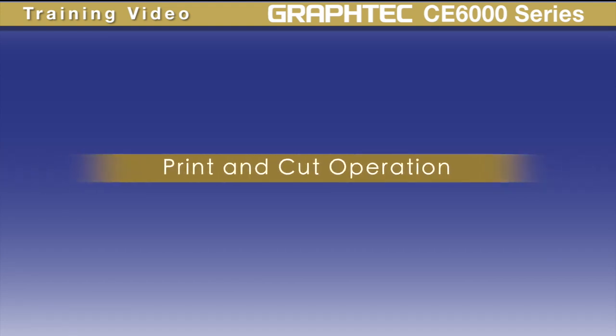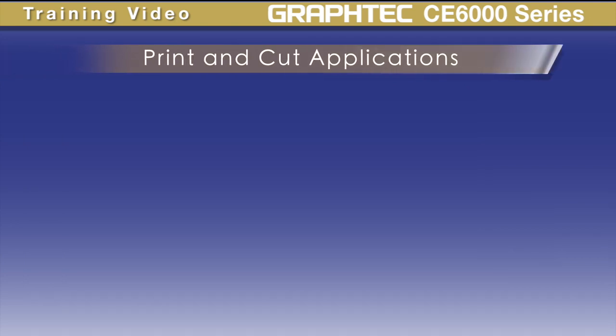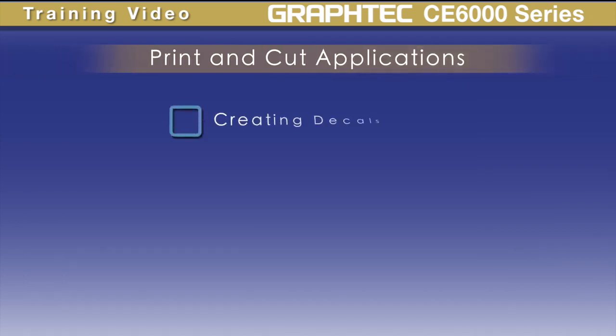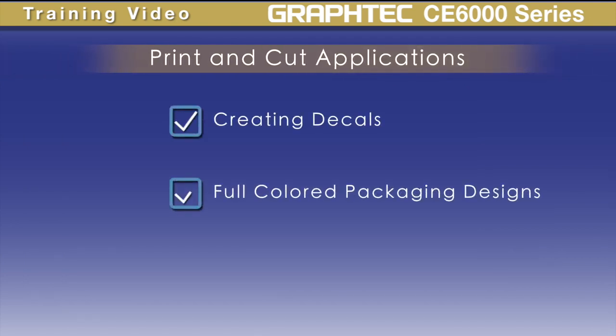In this lesson, we'll learn about the print and cut process, where designs are printed with any device and then transferred to your Graphtec cutter to be contour cut. This application can be applied to a variety of tasks, such as creating decals, creating full-colored packaging designs, and more.